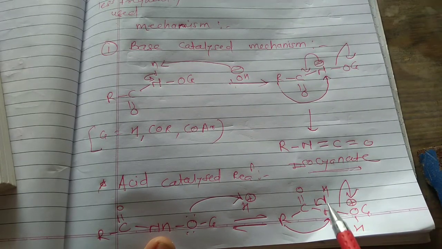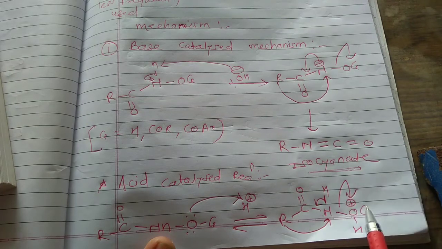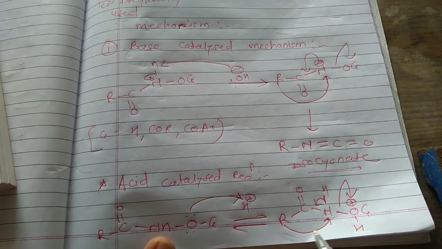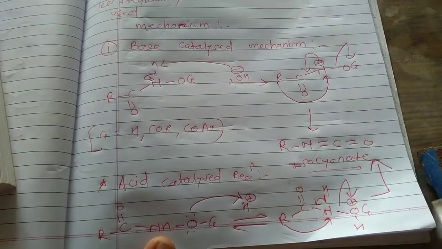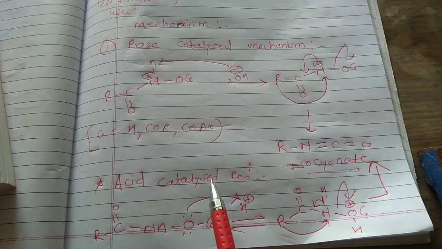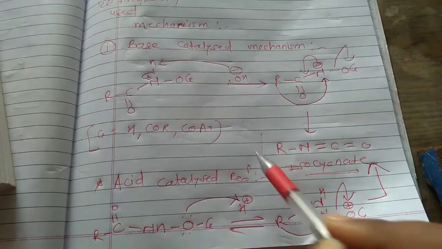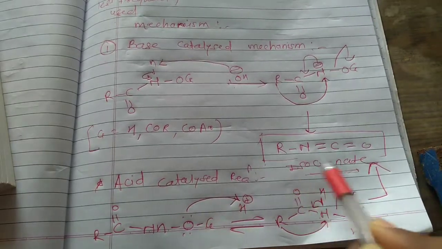Okay, what happens here? The bond between nitrogen and hydrogen breaks, and this electron is shifted to form the carbon and nitrogen double bond. Then this OHG group gets removed and this R group is rearranged, and there is a formation of the isocyanate. That means in both the acid catalyzed reaction and the base catalyzed reaction, our product is the same, that is the isocyanate.